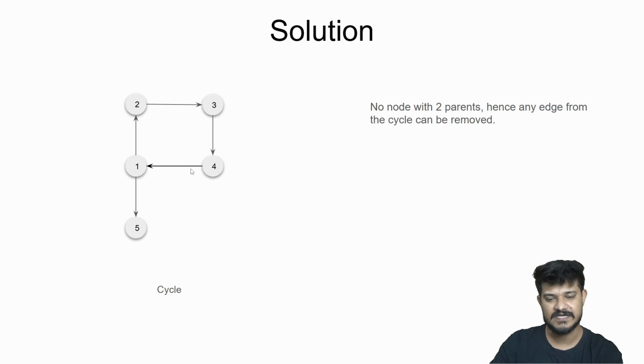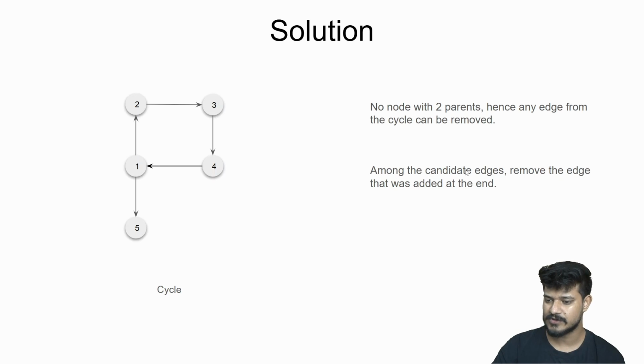If you get a perfect cycle, you can remove any edge. It won't create any issue. I can remove this, it will turn back to a tree. I can remove this or this or this, it would turn back to a tree. So when you have a proper cycle, you can remove any edge, right? Any of the candidate edges. So among the candidate edges, you can remove any of the edges, right?